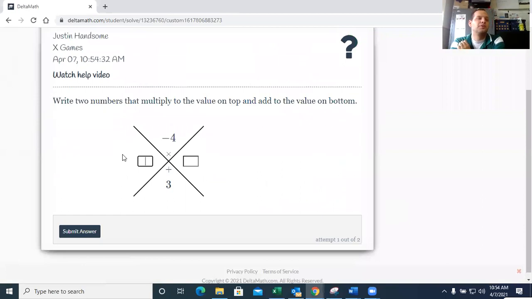All right. -4 and 3. What two numbers multiply to be -4, but add to be +3? Well, I know +4 and -1 multiply to be -4, but when you add them together, you get +3.